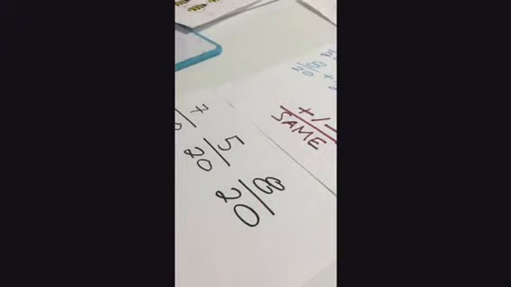Okay, so what were our three numbers again? Our three fractions? 7/20, 5/20, and 8/20. And we're going to add and subtract them. So we're going to go ahead and add them first.